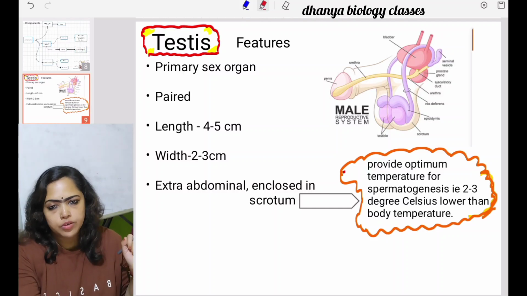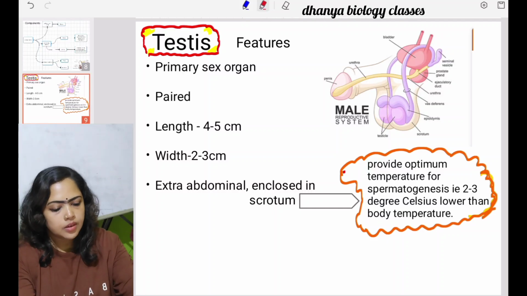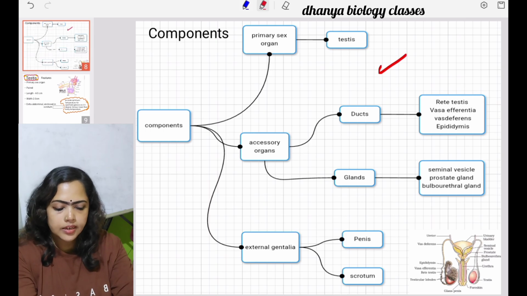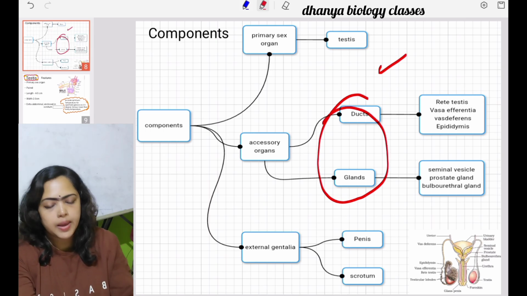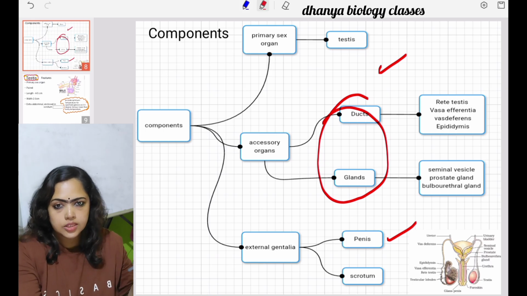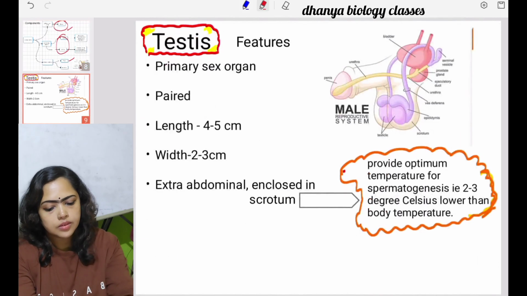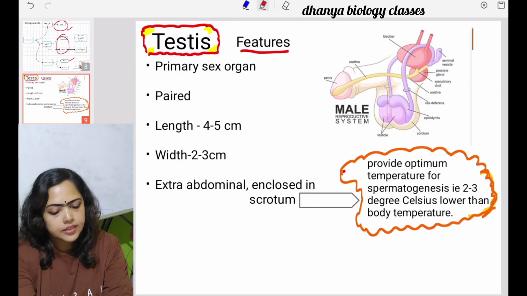In our previous video, we discussed the components of the male reproductive system, that is testis, and then ducts and glands, then the male copulatory organ, that is penis. Okay, and today we are discussing testis. So first, features. It is the primary sex organ.